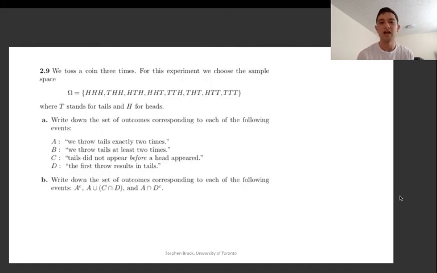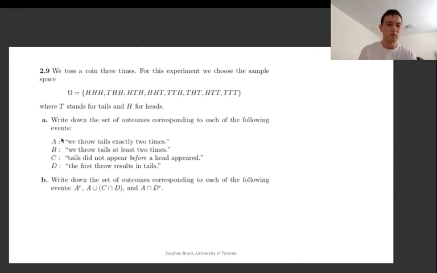All right, question 9. We toss a coin 3 times. For this experiment, we choose the sample space Omega is equal to all this, and these are all the possibilities you can get. There should be 8 of them: 1, 2, 3, 4, 5, 6, 7, 8 that you can get if you toss a coin 3 times. T stands for tails, H stands for heads.